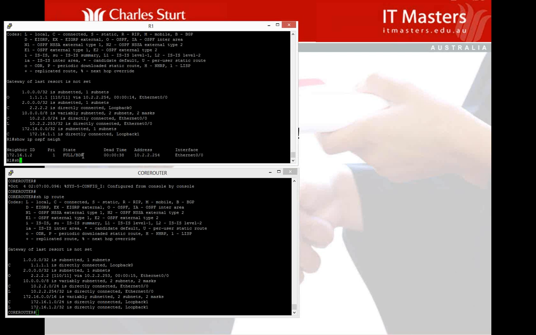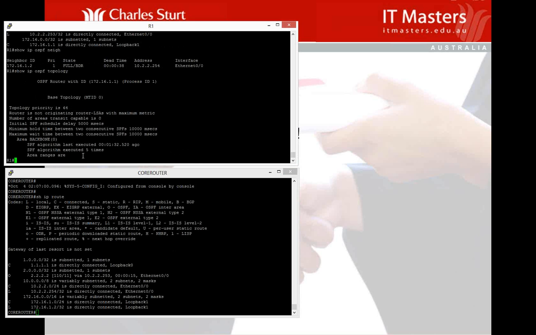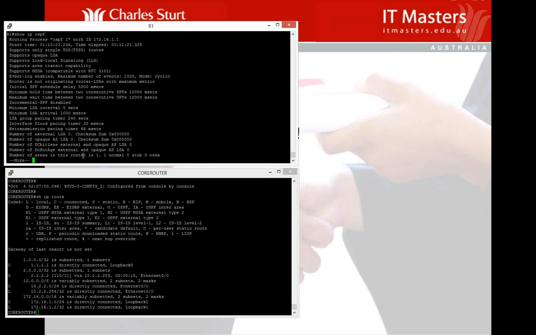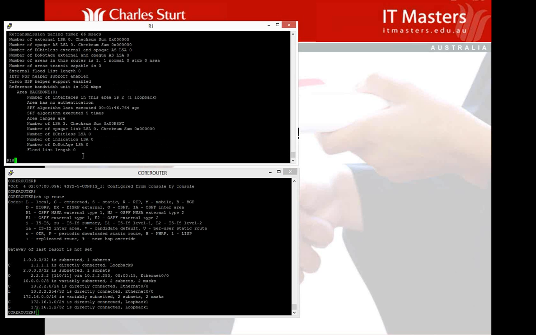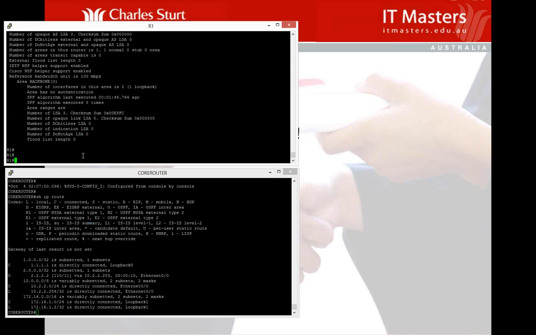Okay, then we've got topology. Now there's not a lot in this because obviously we only have two routers next to each other. So we've got area backbone 0. That's about it. If we just look at show IP OSPF, it gives you a bucket load of information about OSPF.